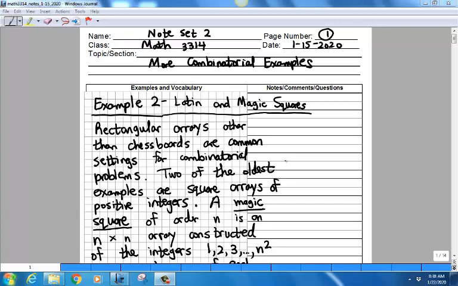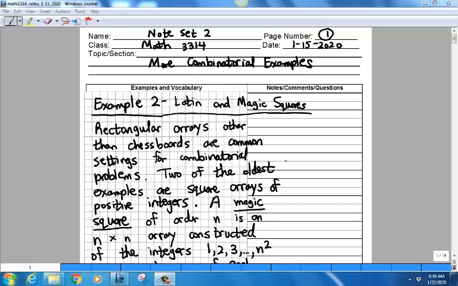I think a puzzle is something that an individual would solve, right? That's kind of a game. But a game is something where you have players. But we're going to talk about games as well, where you have players opposing each other. So a famous example of another type of rectangular array is what's called a magic square.